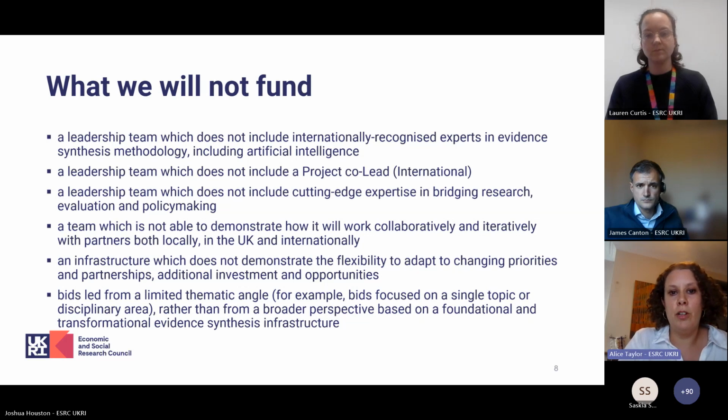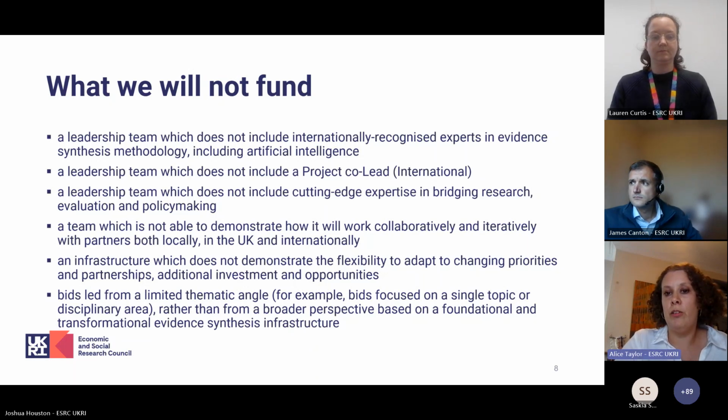So what we will not fund: a leadership team which does not include internationally recognised experts in evidence synthesis methodology, including AI. A leadership team which does not include a project co-lead international. A leadership team which does not include cutting-edge expertise in bridging research, evaluation and policy making. A team which is not able to demonstrate how it will work collaboratively and iteratively with partners both locally in the UK and internationally. An infrastructure which does not demonstrate the flexibility to adapt to changing priorities and partnerships, additional investment and opportunities.